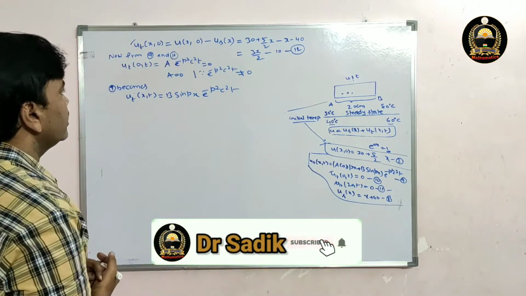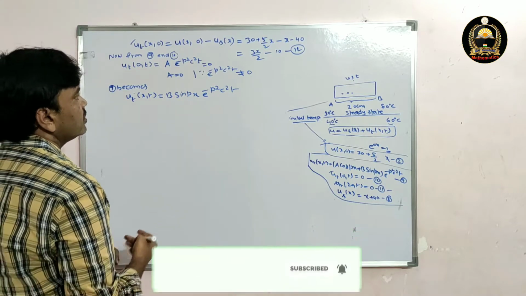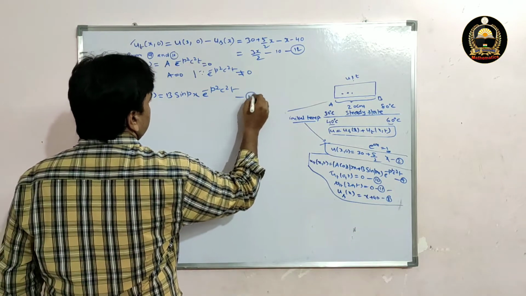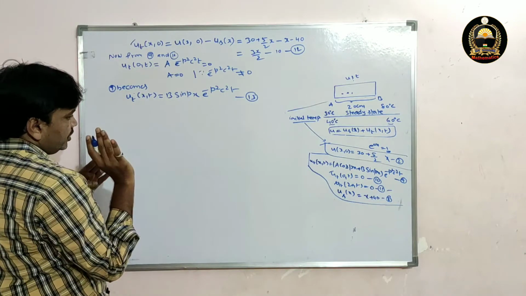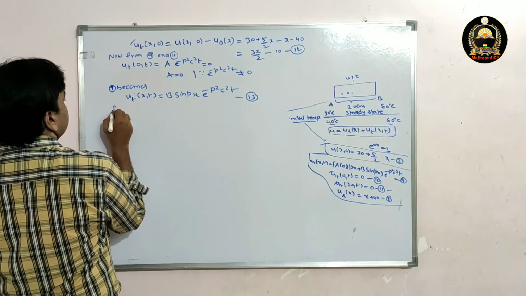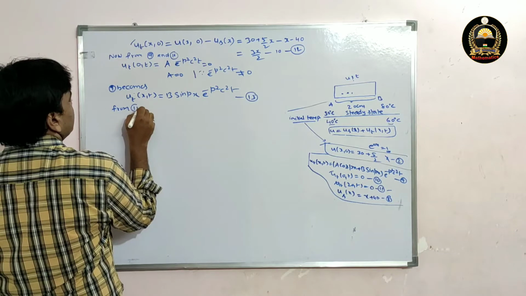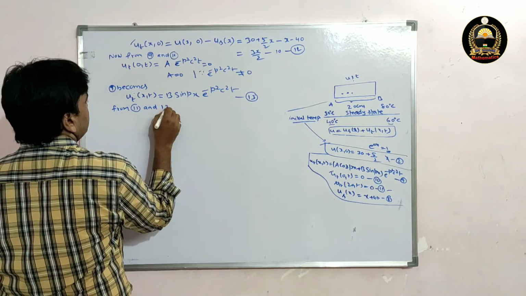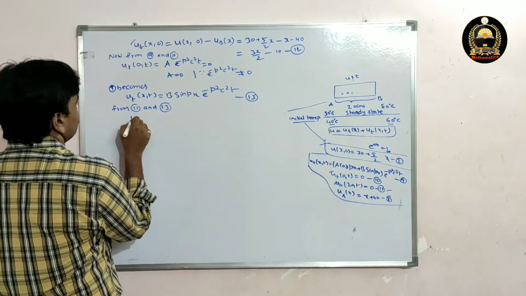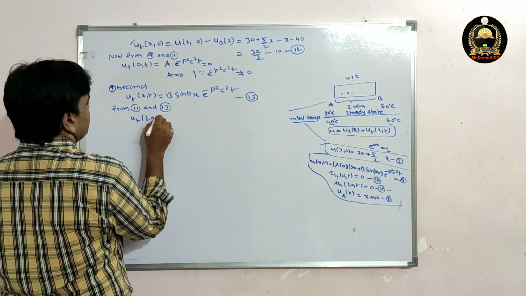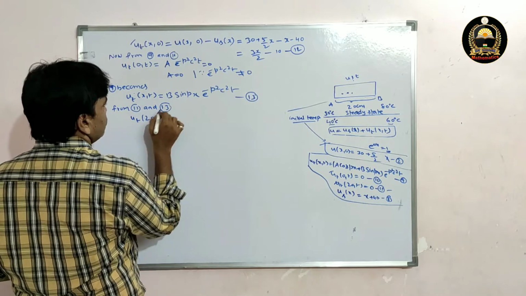Minus p square c square t. Say this is 13, students. Now 11 and 13, that means I am using condition 11. From 11 and 13, what is u of 20 comma t? So u of 20 comma t, that is equal to the x value 20 here.